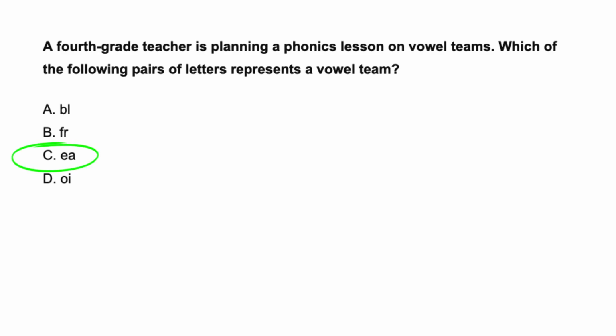Correct response is letter C. EA represents a vowel team as seen in words like beach and team, where the two letters together produce a single vowel sound. Here, in that case, it is E.